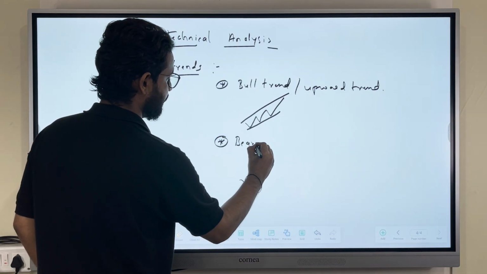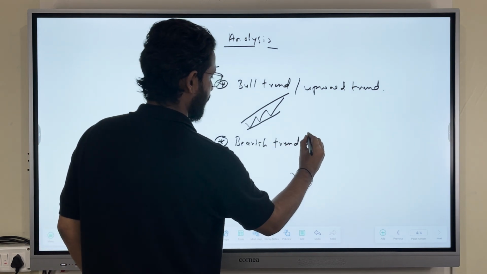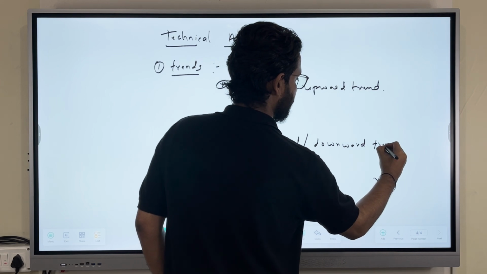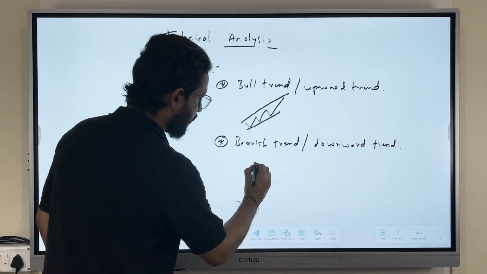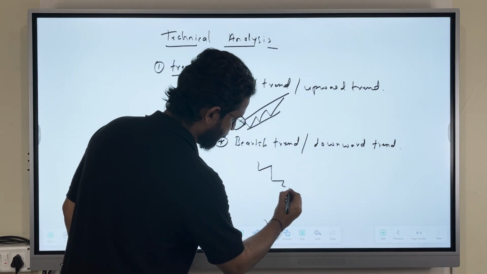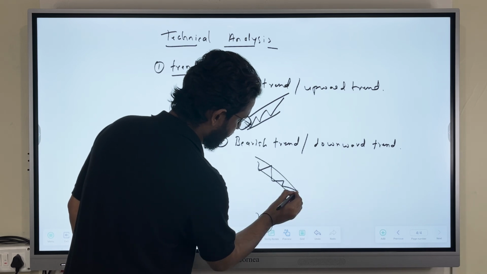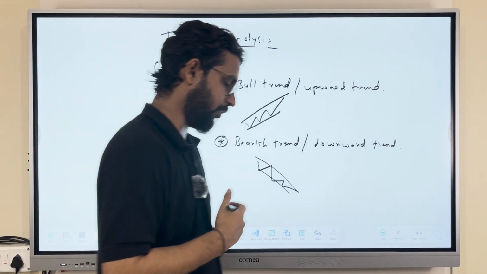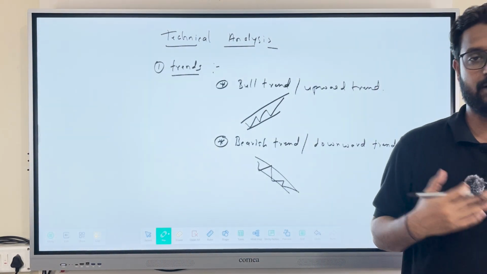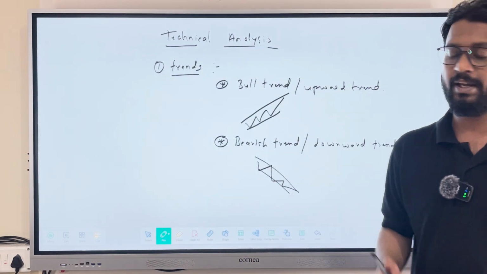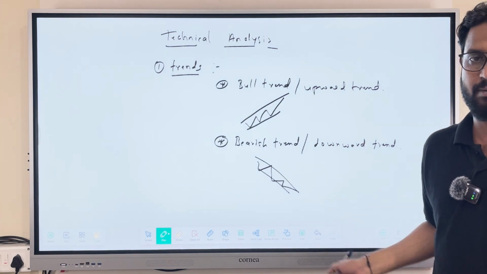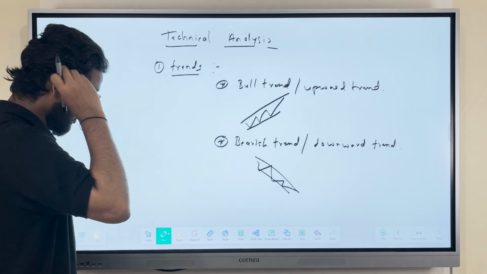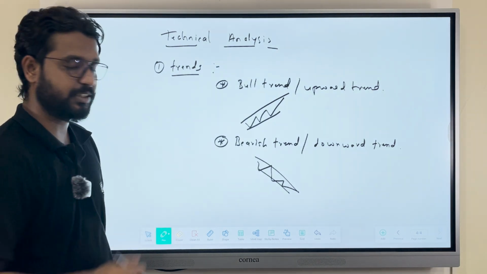The second trend being bearish trend or downward trend. So if you see a constant decline in the market, right, so this comes under a bearish trend where the market is on a constant decline. Here the traders want to sell their position and earn money through selling. Okay, the investor doesn't want to invest in a bear trend because there has been a concentration of supply. Okay, so this is called a bearish trend.